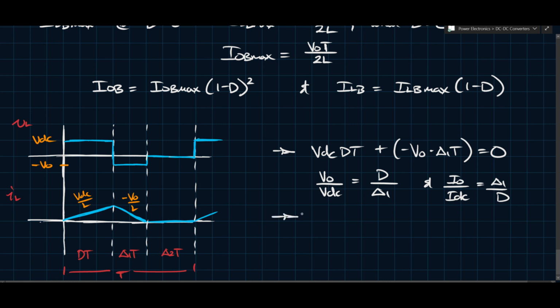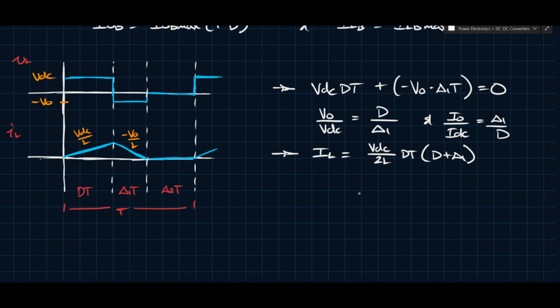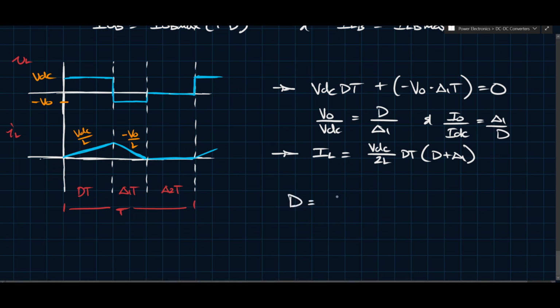Based on this, you can find the average current using base times height divided by 2. It's going to be VDC over 2L, DT, D plus delta 1. Then you can take these equations, really you only need the one on the left, and you can establish the following relationship for D, the duty ratio. This is VO over VDC, and this is IO over IO B max.